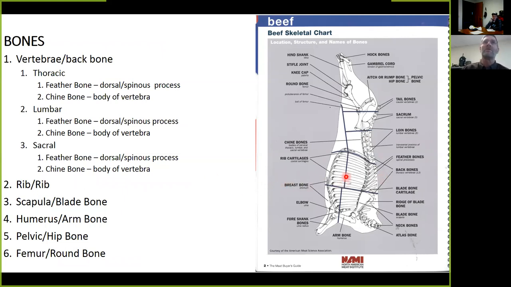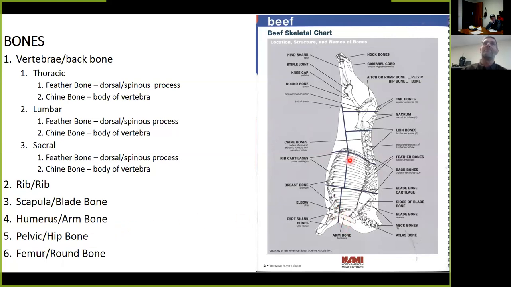The ribs, of course, are here. These are the ribs. The scapula, or the blade bone, is right here. And I'm going to show you in the next slide that it's the same for every species. It looks almost the same. The humerus or the arm bone is this major bone, which articulates with the scapula. And that's the biggest bone in the front leg. And when you cut through that, it's a round shape.